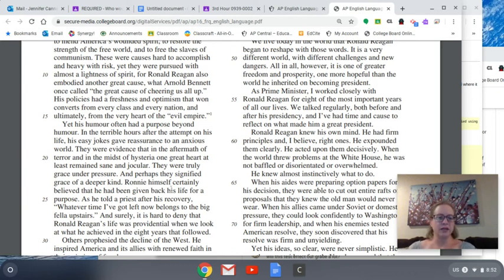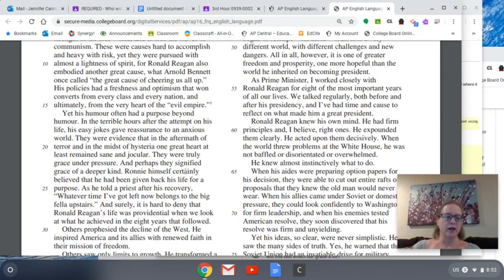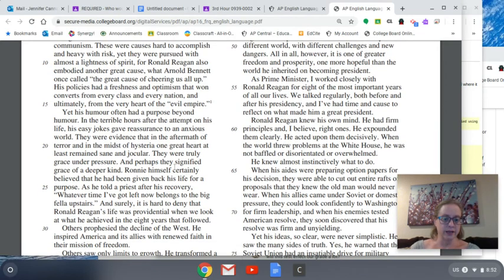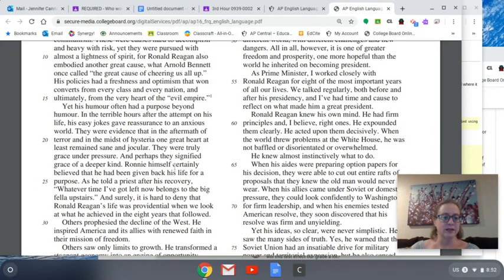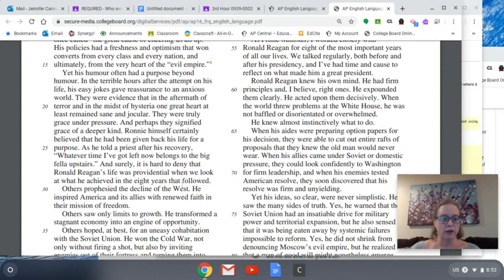Certainly believed that he had been given back his life for a purpose. As he told a priest after his recovery, whatever time I've got left now belongs to the big fella upstairs. And surely it is hard to deny that Ronald Reagan's life was providential when we look at what he achieved in the 8 years that followed.